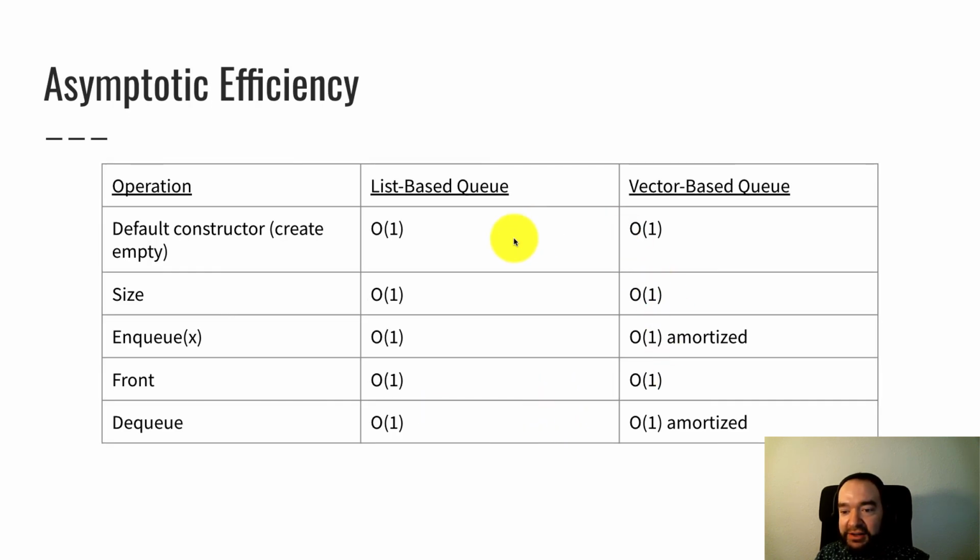So to summarize that, here's the same table again, and the list-based queue is constant worst case time for all of these operations. The vector-based queue is constant time for all these operations. The one catch is that the nq and dq are constant amortized time.